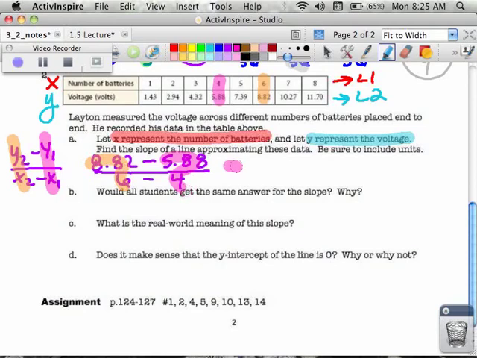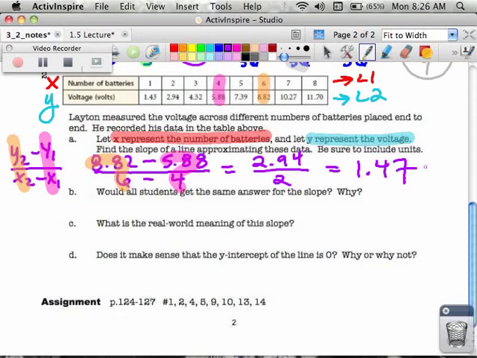So I get 2.94 on the top. Somebody check my math, please. Yep. And then on the bottom, of course, I get 2. And so my slope is 1.47. Again, this is the slope I got with the 2 points that I chose. It is possible that if you chose the point for 1 battery and 2 batteries, you could get a different slope. That's fine, because when they give you a table, you can pick.